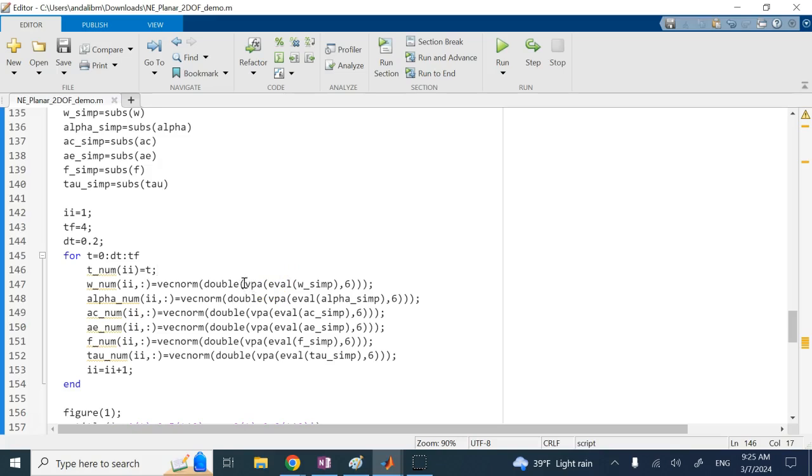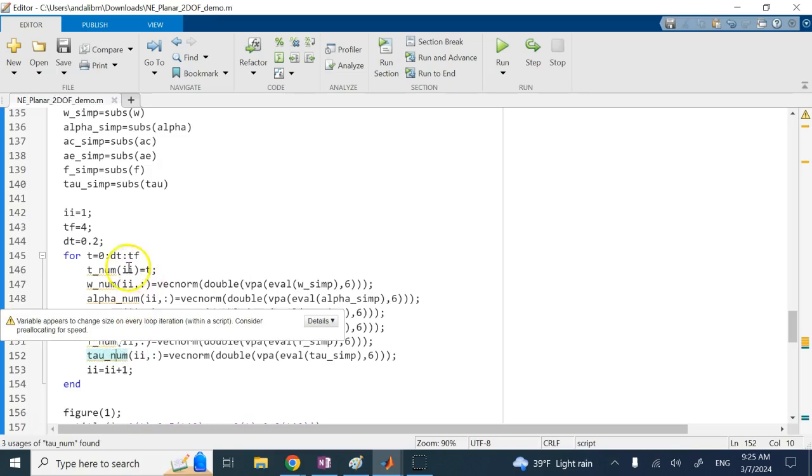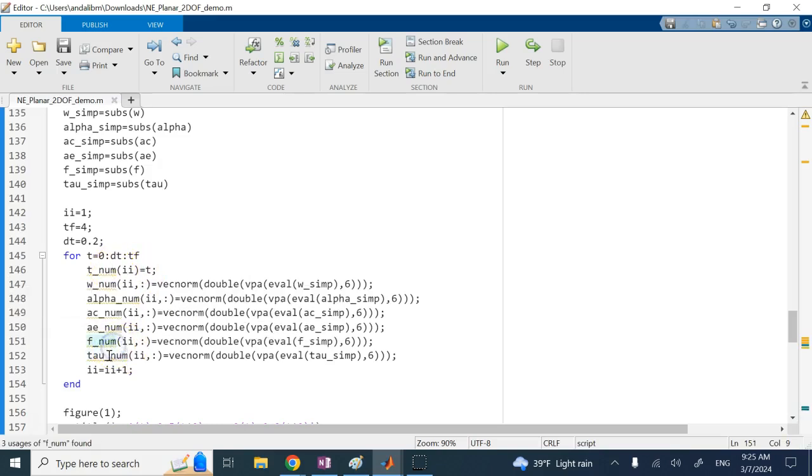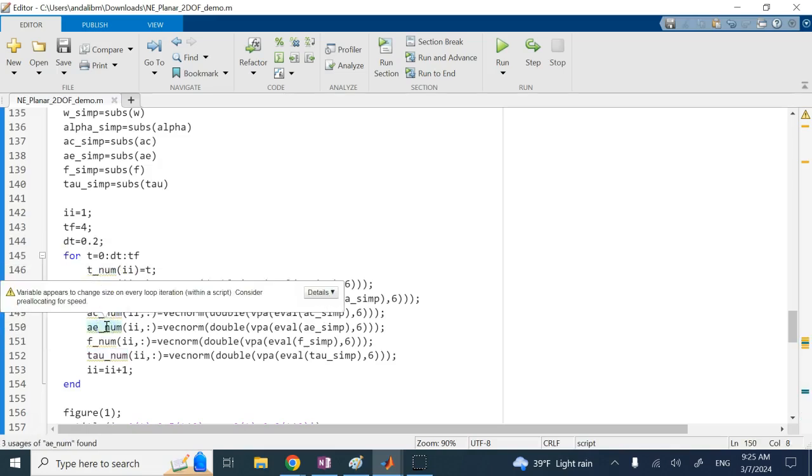And you might say, why do you need norm? Because I want to see the magnitudes here, specifically for F and tau, right? I want to see the magnitudes of the forces and the torques, but here I can also get the magnitude of omega, alpha, AC, and AE.